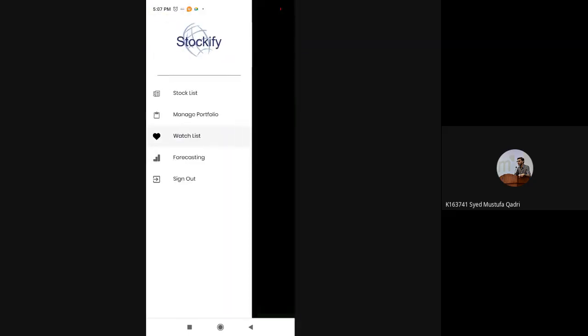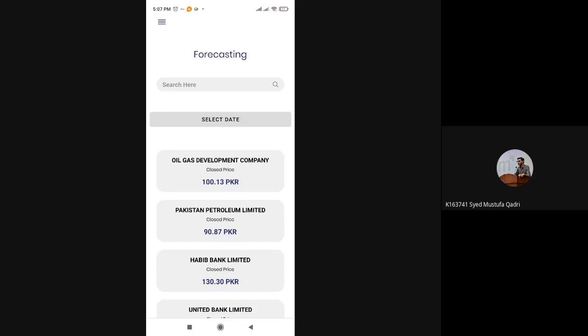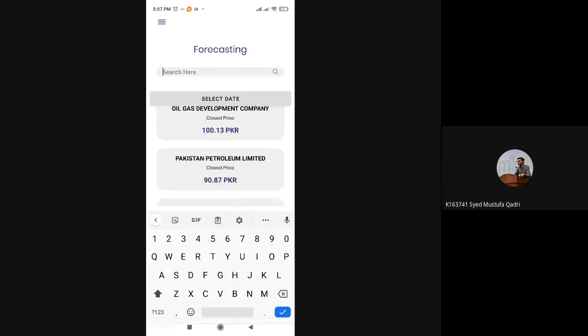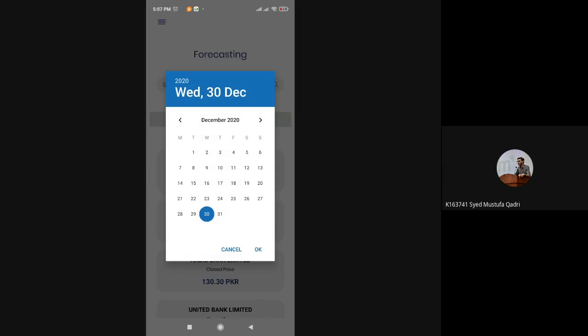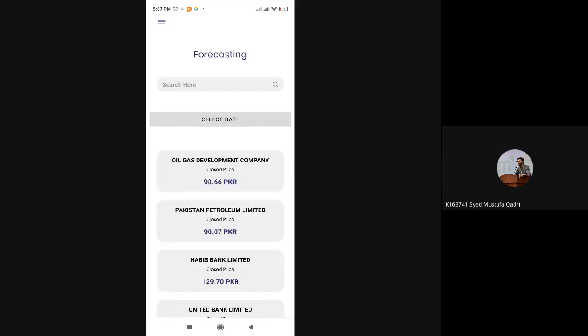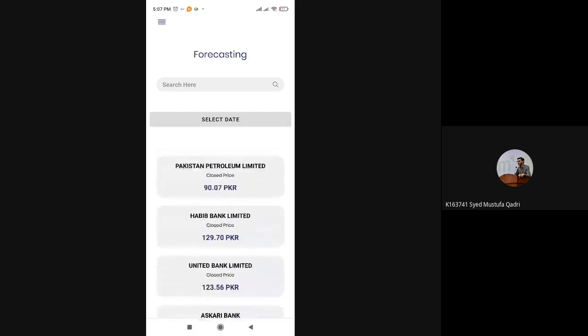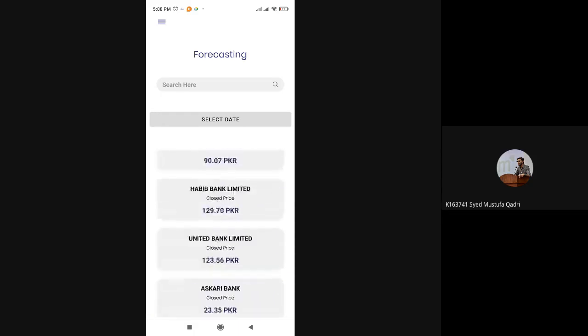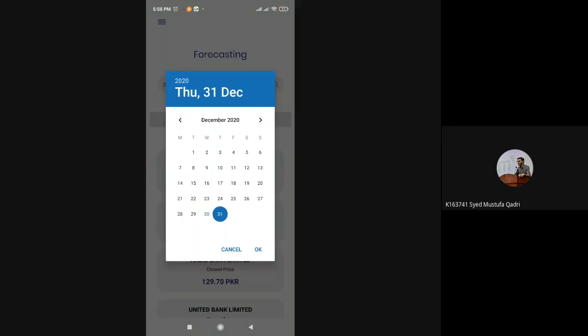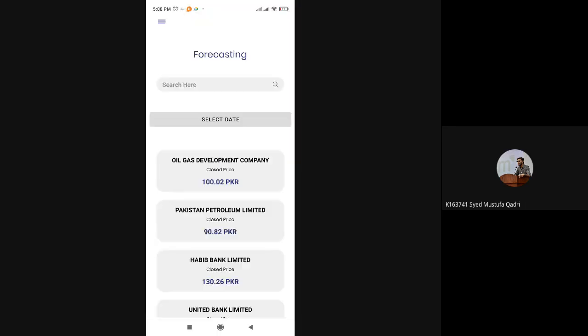Then we will move to the forecasting screen. In forecasting, we have predicted the prices for upcoming days, and currently we are calculating from 23rd December to 23rd January. If I fetch, like 13 January, I just want to know what the prices would be on 13 Jan. Using the random forest prediction, I can see here, look, 98.68, and all the prices of stocks are updated as per the given date. Like on 31st, it is 100.22.